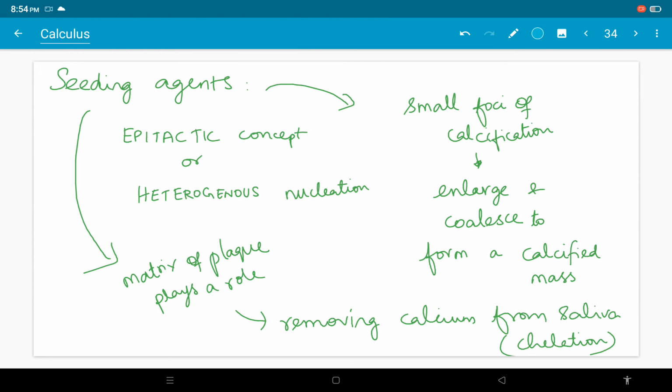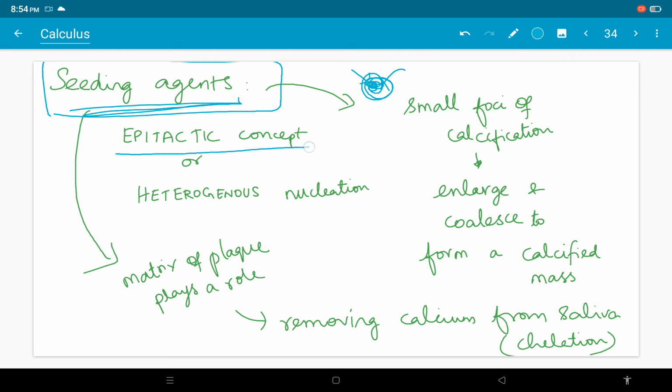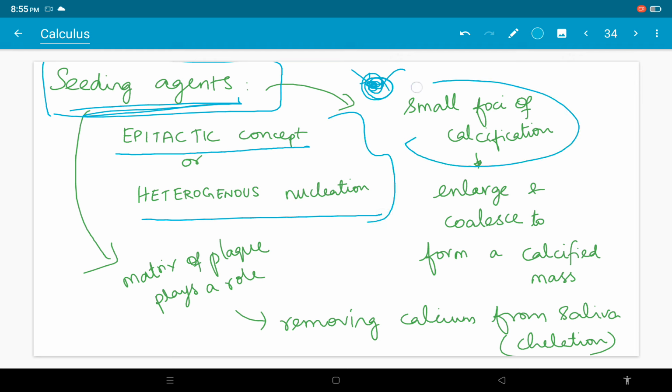The second concept of mineralization is the seeding agent concept. Again I'll tell you in simple words. Imagine the supersaturated solution I said. If you throw in a small salt crystal, it will act as a seeding agent. That seeding agent will attract more minerals and it will increase in size. They are similarly telling here, and what acts as seeding agent in calculus we have to see now. This theory is also known as the epitactic concept or heterogeneous nucleation. They may ask in viva. Small foci of calcification which enlarge and coagulate to form a calcified mass is the basis of this concept.